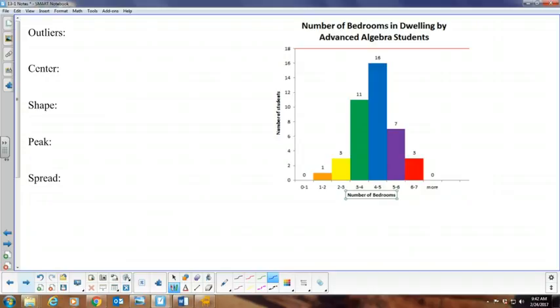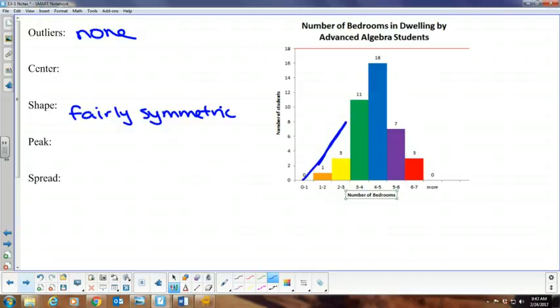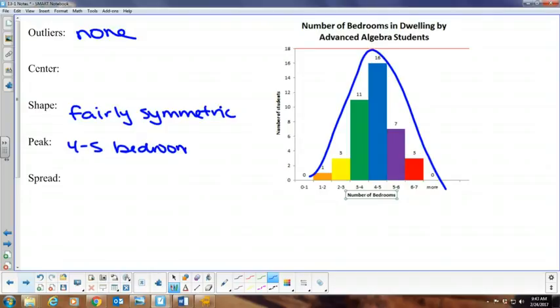So when I looked at this one, I didn't think we had any outliers. The shape I would call fairly symmetric. There's no skewness. Some people think it gets to be maybe left skewed here. We don't want to go that far. Just look at the overall picture. When I go like this, fairly symmetric, right? And then my peak is obviously between 4 and 5 bedrooms. And make sure you're labeling this. We don't just write 4 to 5.